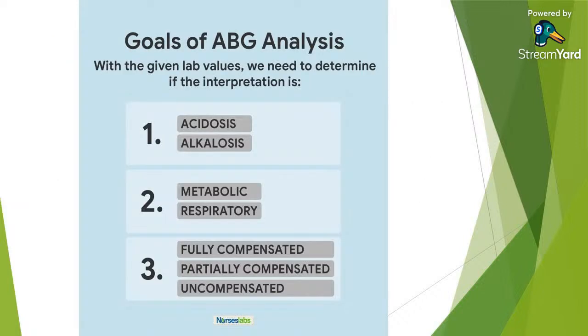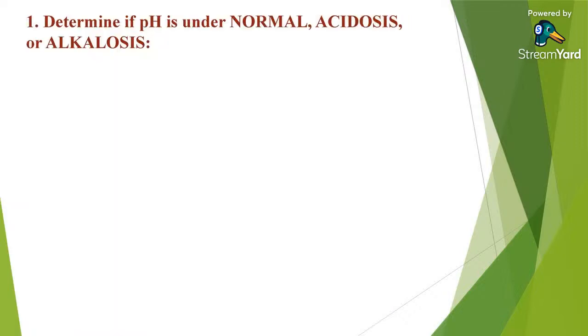So here are the goals of ABG analysis. We will first check whether it's acidosis or alkalosis. Second goal is we will check whether it's a metabolic or respiratory condition. And number three, we will check whether it's fully compensated, partially compensated, or uncompensated.